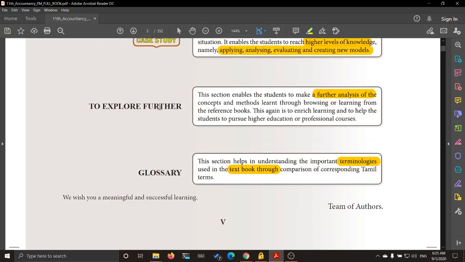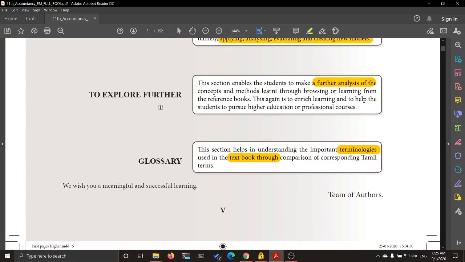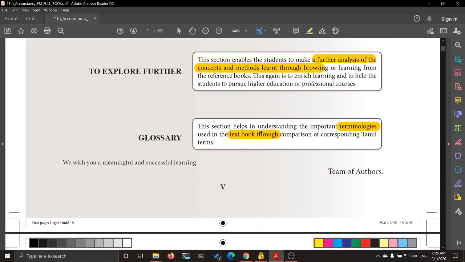Then, to explore further, that is, you have learned already, and for further explanation you want to gain knowledge on your own, they have given you this section to explore further. So, further analysis of concepts and methods learned. Okay, from the reference book, you can enrich your knowledge. This helps you for your higher studies.